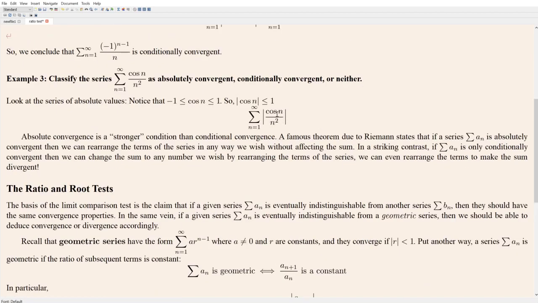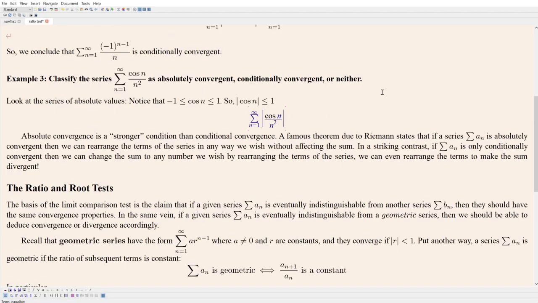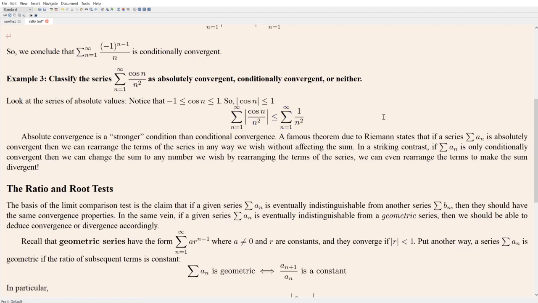So that means that this series here with the absolute values is guaranteed to be less than or equal to the series you get where instead of cosine on the top, you have 1 on the top. Now, this latter series converges because it's a p-series, so that means that the series of absolute values also has to converge by the direct comparison test.